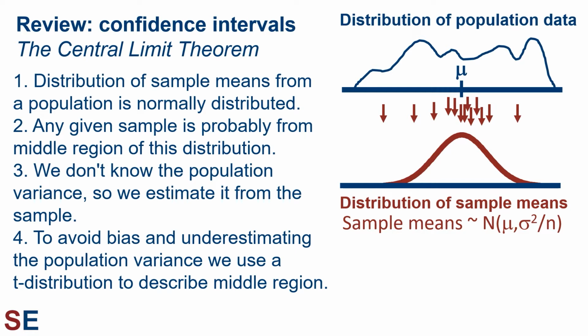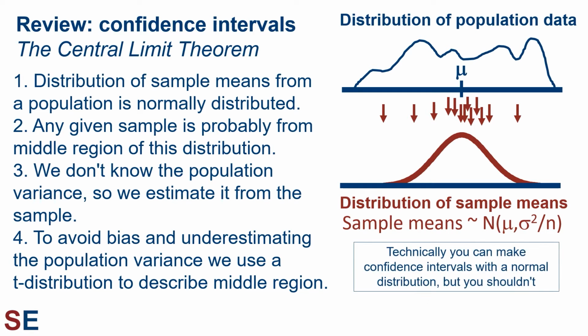However, we don't know the population variance, so we have to estimate it from the sample, and this estimate might be inaccurate. To avoid bias arising from the fact that samples tend to underestimate the population variance, we use a t-distribution to describe the middle region of our sample means instead of a normal distribution. We can then use this t-distribution, just like the normal distribution, to calculate probabilities for where the population mean probably is based on our sample mean.